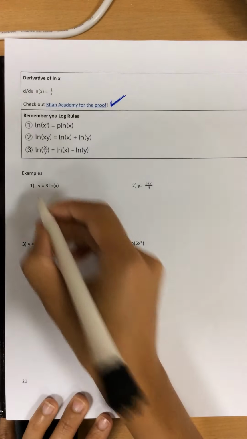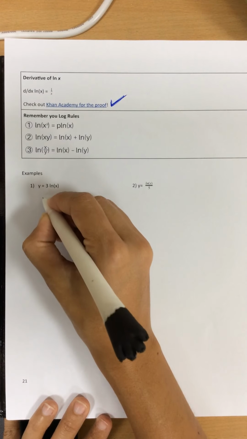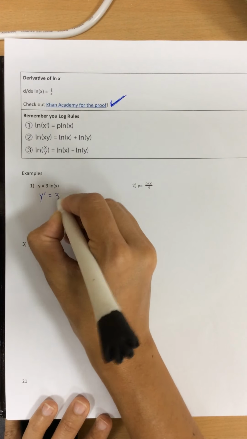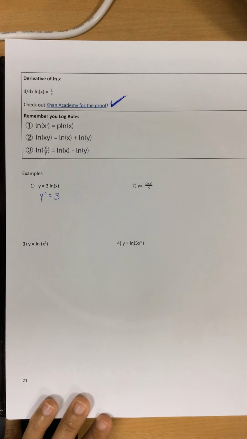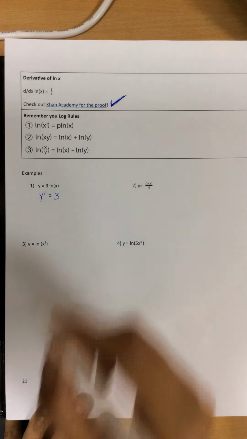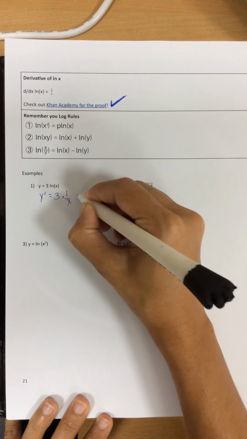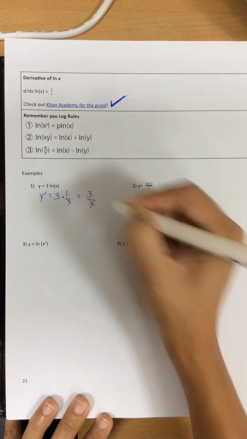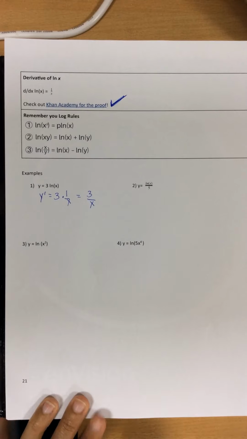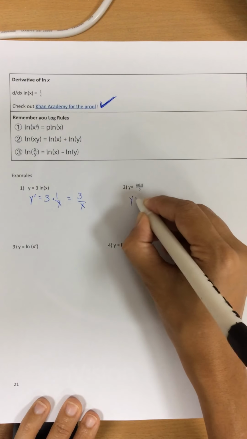So if y equals 3 times ln x, then y prime equals, I still have my 3 there because of the constant multiple rule, and then the derivative of ln x is 1 over x. So then the whole thing is just 3 over x.